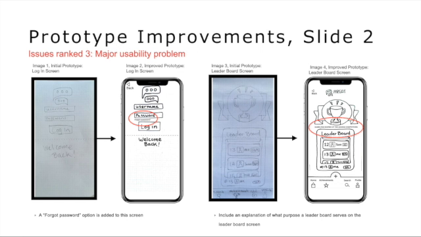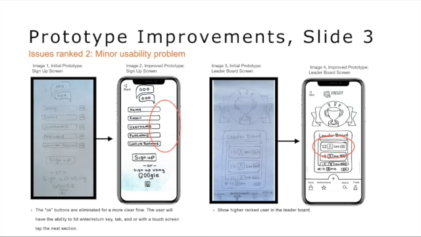Image 3, third from the left, shows the initial prototype for the leaderboard screen. In the usability test, it was discovered that a leaderboard is not self-explanatory. Image 4 shows where a brief explanation is now provided. The explanation reads, names and scores of the leading competitors. Now users unfamiliar with a leaderboard have a way to understand what this feature is.